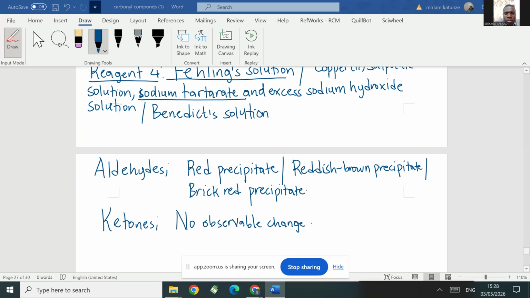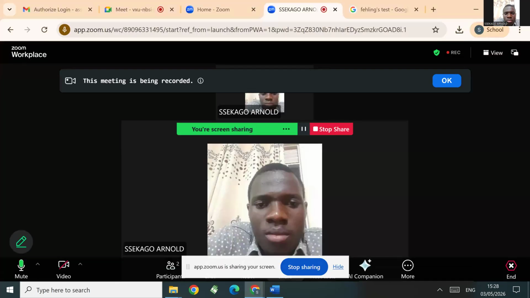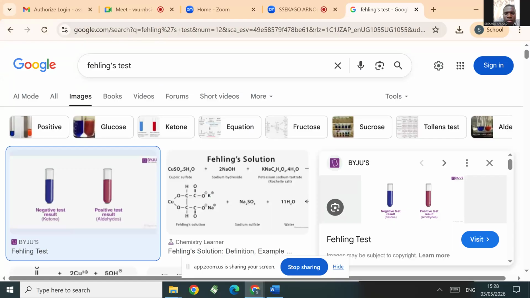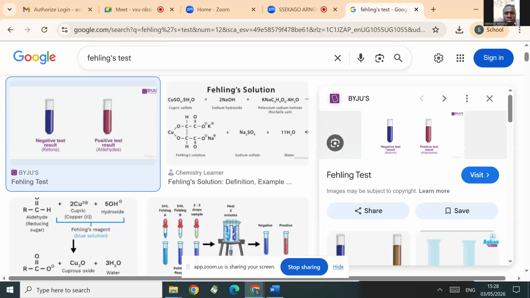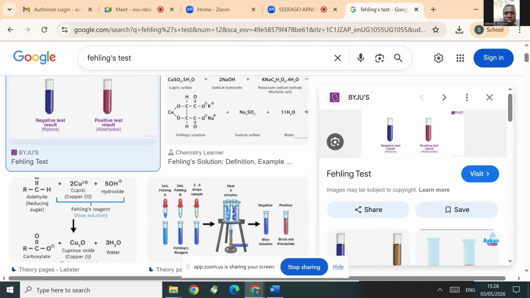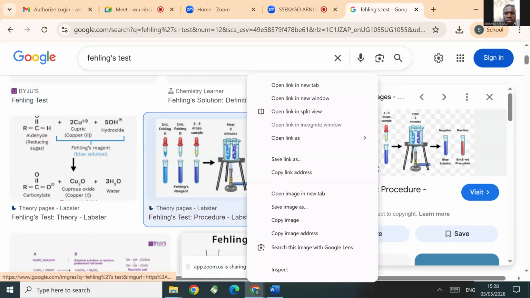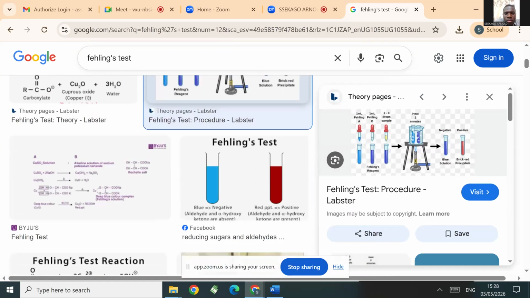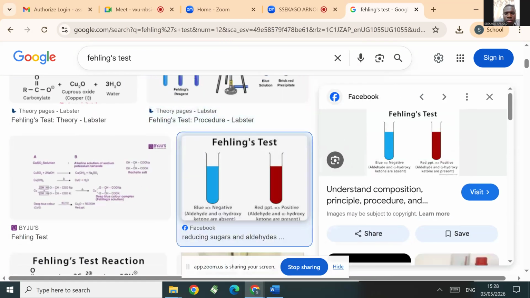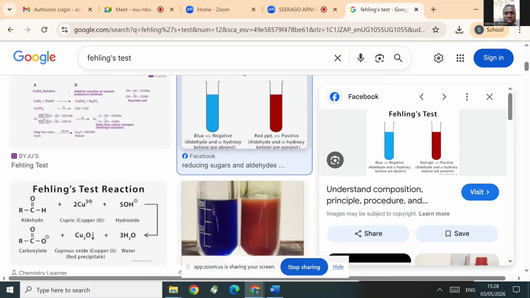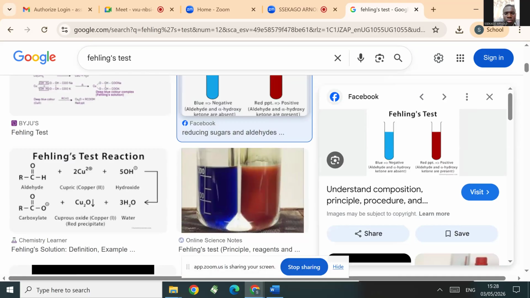So how does this look? Allow me to share my screen. I hope it is visible. Yes, it is. Now, when you check on the net for Fehling solution, let me use this one here. I hope you are seeing it. Let me use this, maybe this, or this. Now, are you seeing these images?